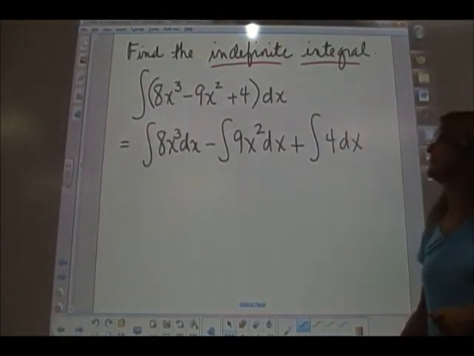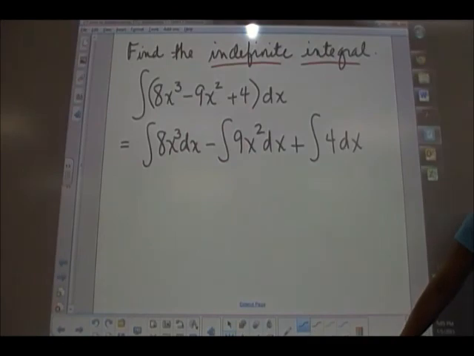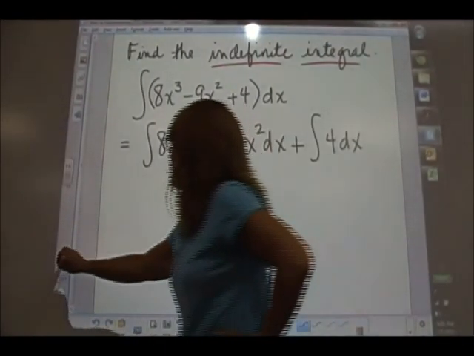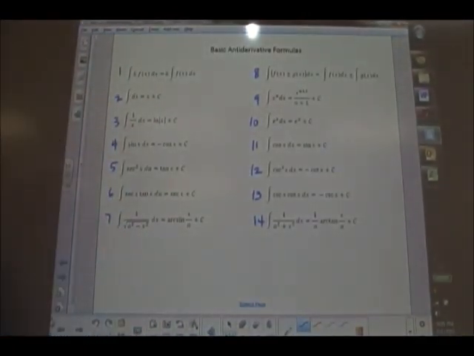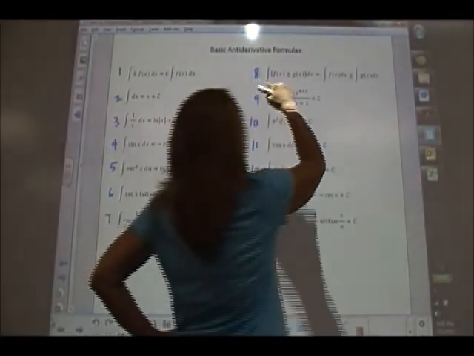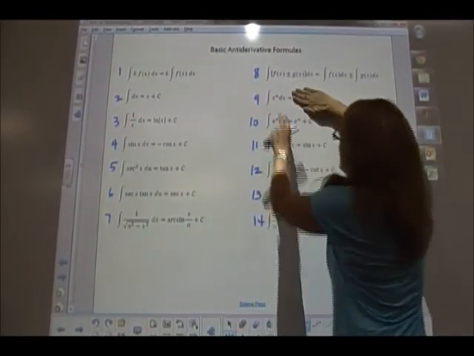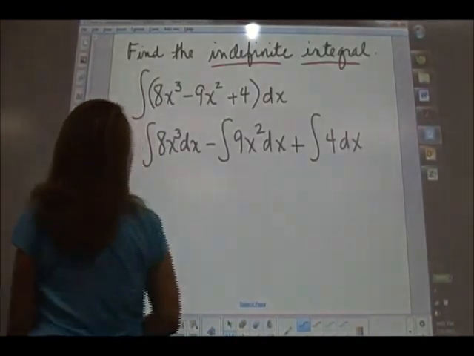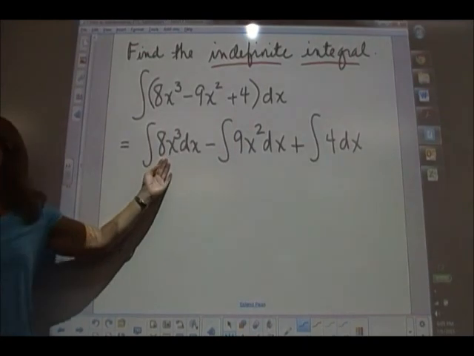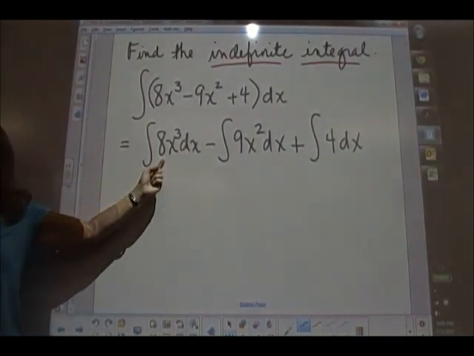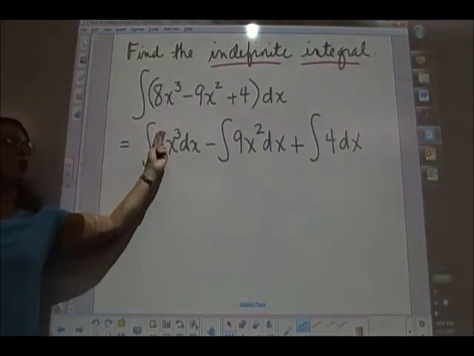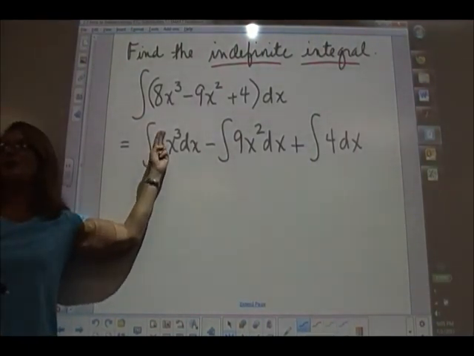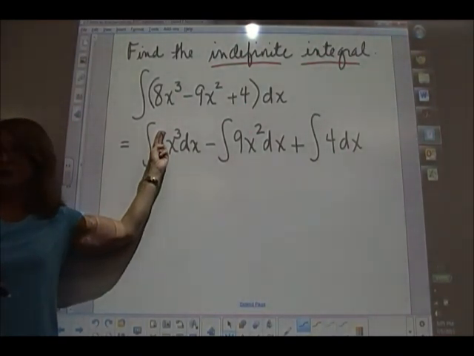What would you like to use next? Number 9. Tell me where you see this. The 8x cubed. Yeah, but there's an 8. In other words, if you use number 9, you should only be looking at the integral of x cubed. Oh, you want to use number 1 first?